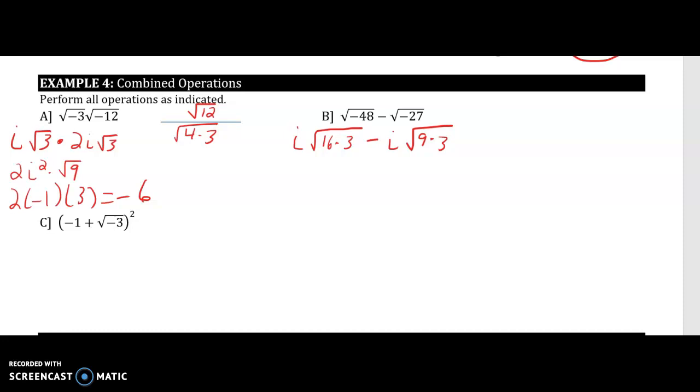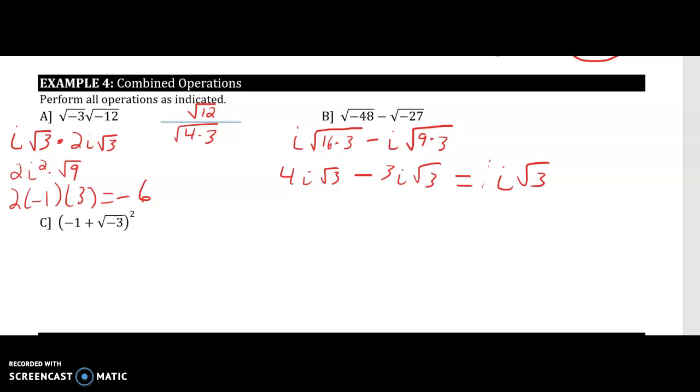What is 16? The square root of 16 is 4, so this is 4i square root of 3. You can't bring the 3 out. Minus, square root of 9 is 3, so this is 3i square root of 3. Now, if it's the same root, you can put them together. If they were different roots, you could not. So what's 4i square root of 3 minus 3i square root of 3? It's just i square root of 3. You can write the 1 there, but you do not have to.